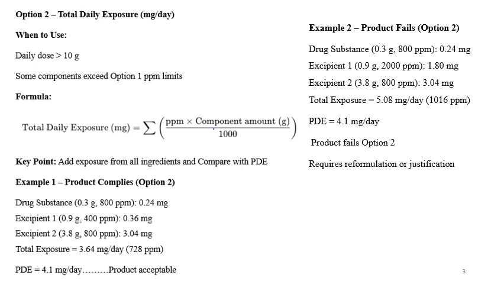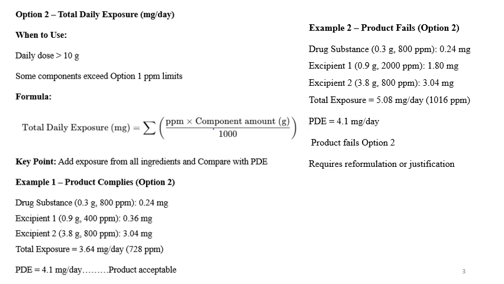Example 1, product complies with option 2. This is the example where product is not meeting option 1 but it is complying with option 2. It is a hypothetical example I have taken. Drug substance 0.3 gram, excipient 1 0.9 gram, excipient 2 3.8 gram. Total exposure in mg per day, it is 3.64.